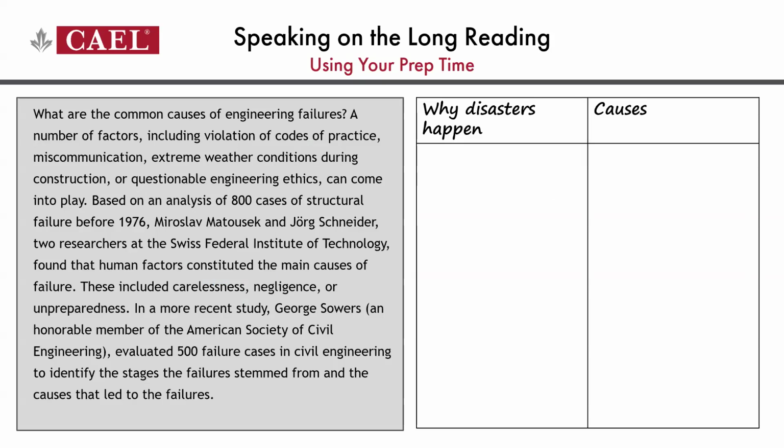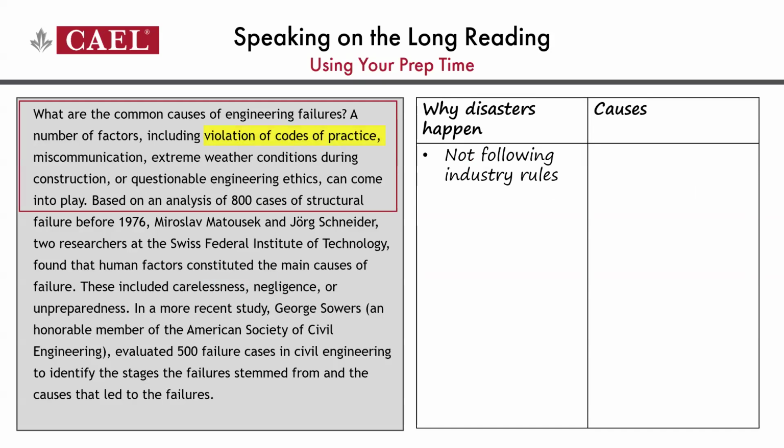So I'm just going to demonstrate looking at this first paragraph of the reading passage. We've had a quick look at it, but if this were my 60 seconds of prep time, I would just start skim reading over. And as I found information and details that answered one of these 2 test questions, I would jot them down. So you can see from the passage in yellow there, it says violation of codes of practice. In my own vocabulary, I might discuss how professionals are not following industry rules as well as they should, and disasters are therefore occurring.